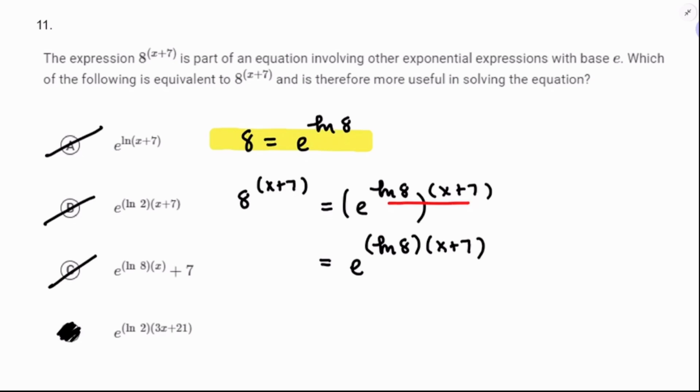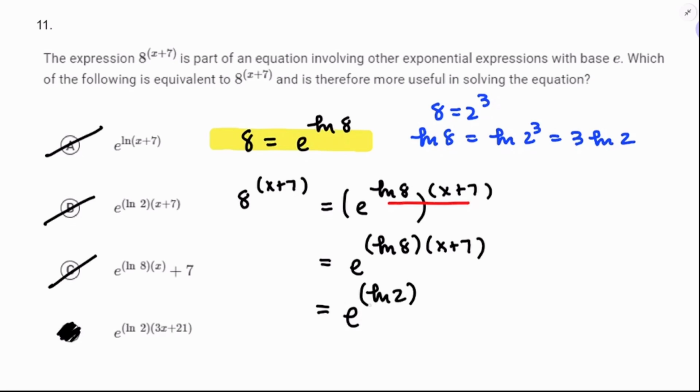But if you're sitting there thinking, I don't really see how that works, what we would need to do is realize that 8 equals 2 to the third. So the natural log of 8 was equal to the natural log of 2 to the third, and applying the power property for logs, that's 3 times the natural log of 2. And then if I go over here and say that's 3 times the natural log of 2, maybe I need to write it as 3 times (x plus 7) for you to see, okay, that's 3x plus 21.